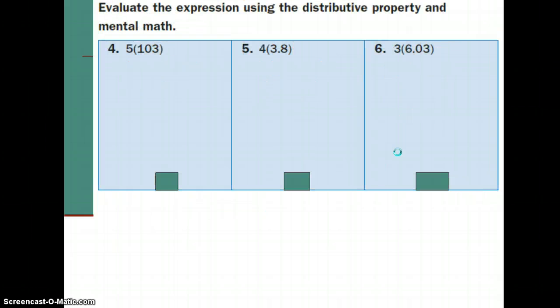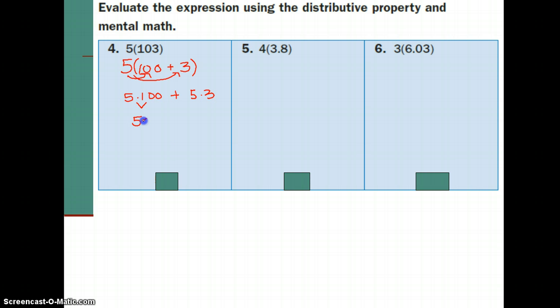Evaluate the expression using distributive property and mental math in problems 4, 5, and 6. If you still are a little confused about how to do this using the distributive property, watch as I solve number 4. 5 is the one that's being multiplied, so inside the parentheses, I either want to subtract or add. To make it easier, I know that 100 plus 3 would make the 103. So now I can distribute the 5 to the 100, 5 times 100, plus 5 times 3, and solve that.